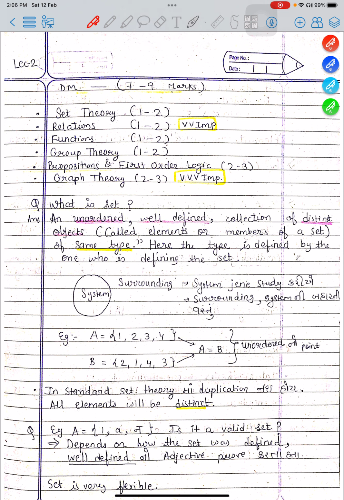Now, this particular subject is discrete mathematics, and its weightage is about 7 to 9 marks in the GATE examination. So these are the topics listed: first is set theory, relation, functions, proposition and first order logic, group theory and graph theory. Okay, it was my mistake, I said graph before. Now, in it, relation is very important, and graph theory is very important.